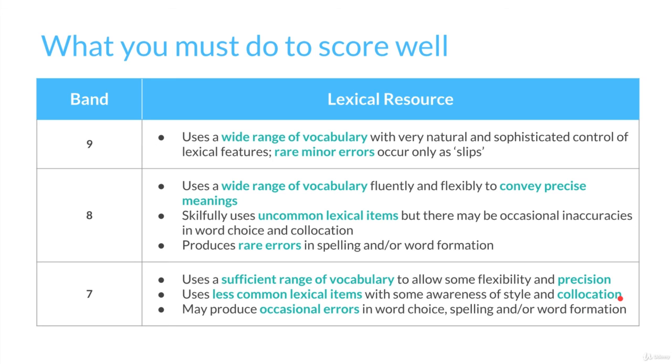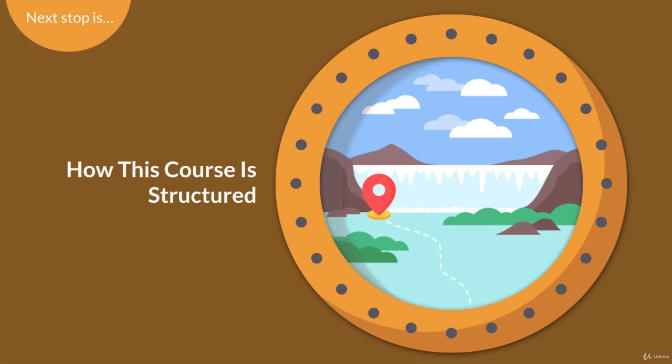Collocations are groups of words that often appear together. They are like a pair, a team that often appears as a group. We're going to look at all of this in a lot more detail in the future lessons. The last thing that you need to do to score well on this category is you need to avoid as many mistakes as possible. It is possible to get a high band even with some minor errors or occasional slips. However, you should try to avoid this, and you need to make sure that your spelling and word formation are correct. So that brings us to the end of this video.